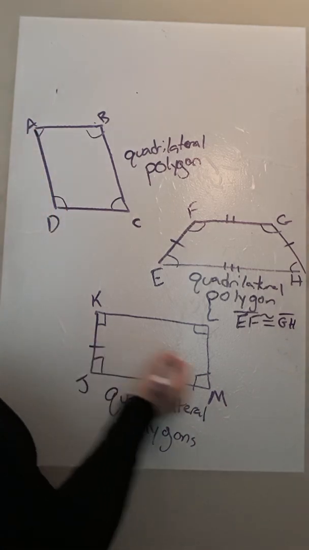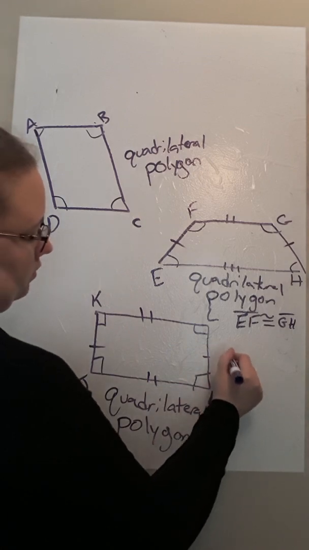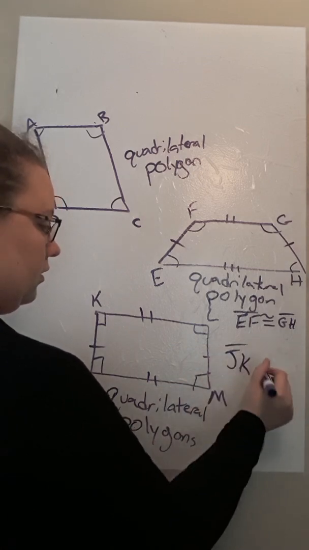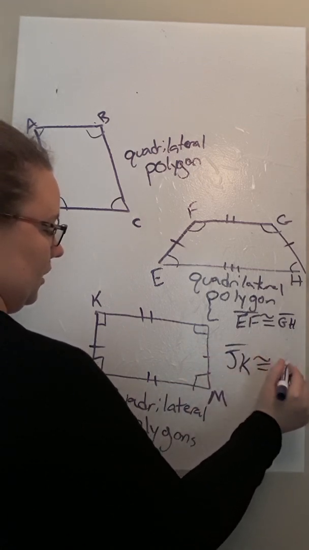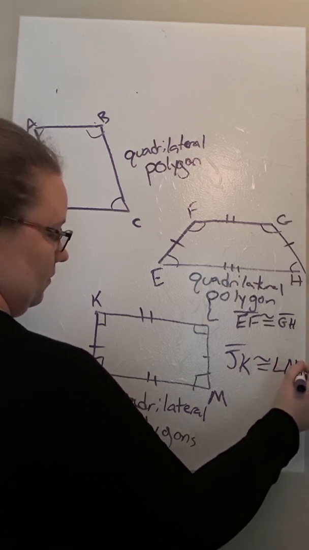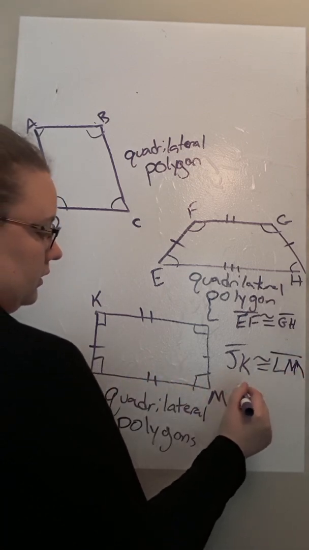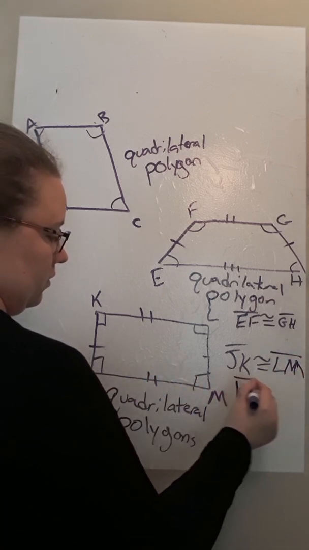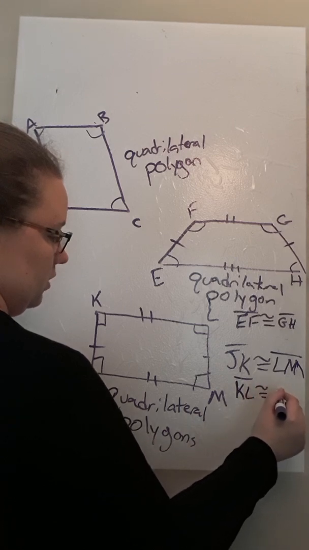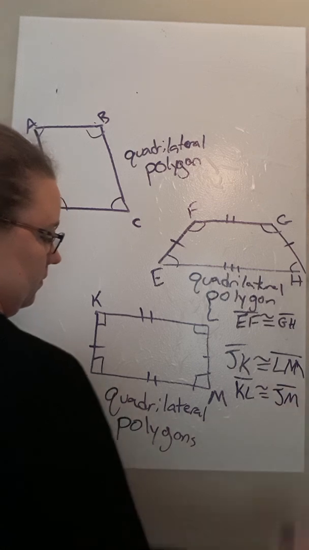Down here, I have quite a bit of congruency. JK, no, I'm not kidding, is congruent to side LM. Side KL is congruent to side JM. Okay?